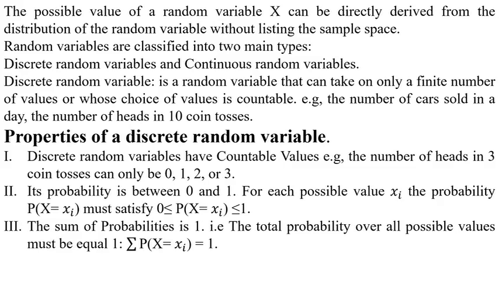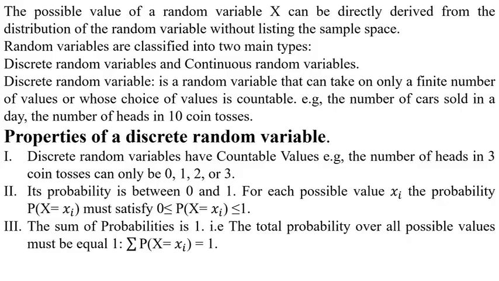What are the properties of a discrete random variable? The properties of a discrete random variable are: 1. Discrete random variables have countable values. That means they have countable values, e.g. the number of heads in 3 coin tosses can only be either 0, 1, 2 or 3. 0, no heads; 1 head, 2 heads or 3 heads.